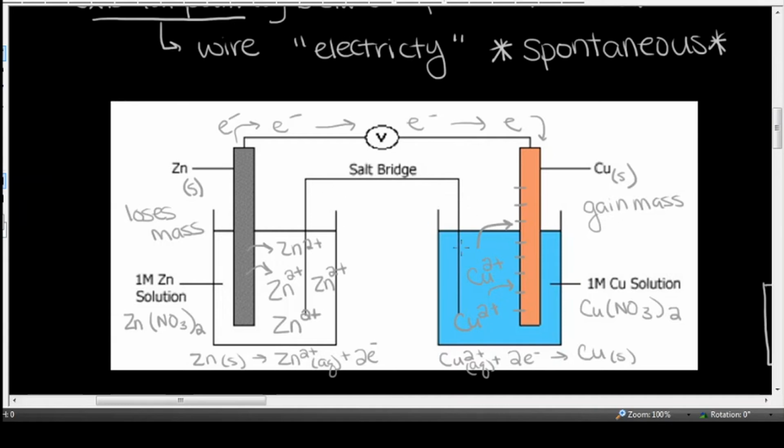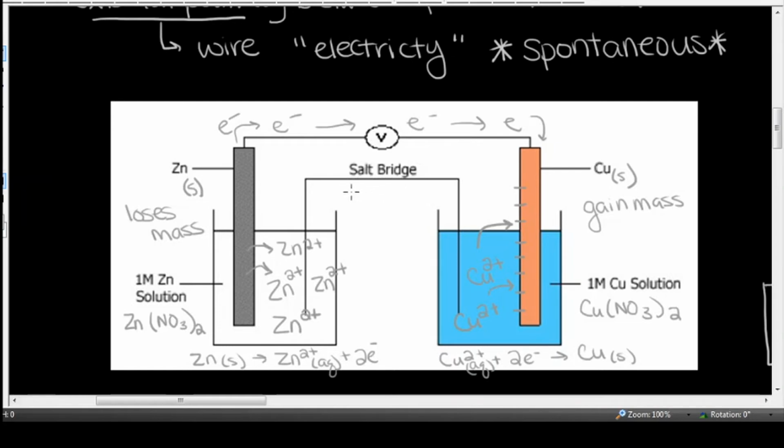Now, in order for this to continue, we have to maintain electrical neutrality of this system. In other words, we can see here on this side of the cell, the zinc side, it's becoming increasingly positive. And this side is going to be becoming increasingly negative as the copper 2 plus leaves solution, and we're left over with a bunch of excess NO3 1 minus. So to keep this electrical neutrality so that the electrons do in fact flow towards the copper 2 plus, that is the purpose of the salt bridge.